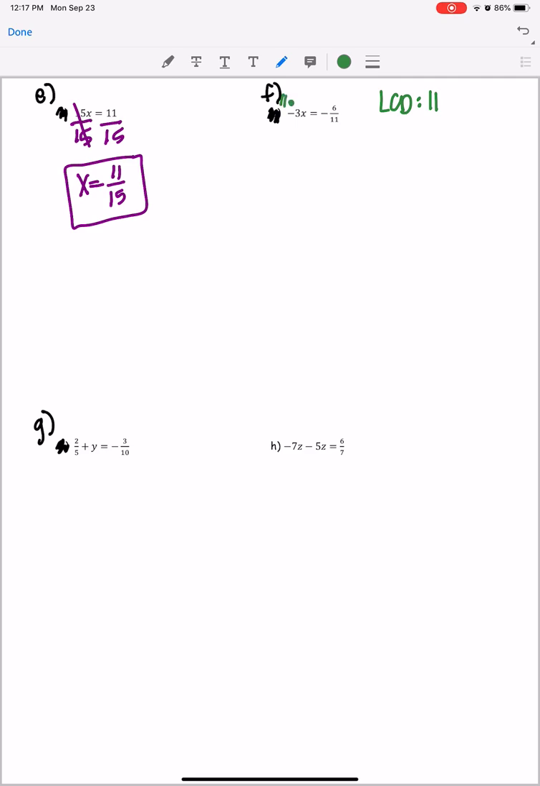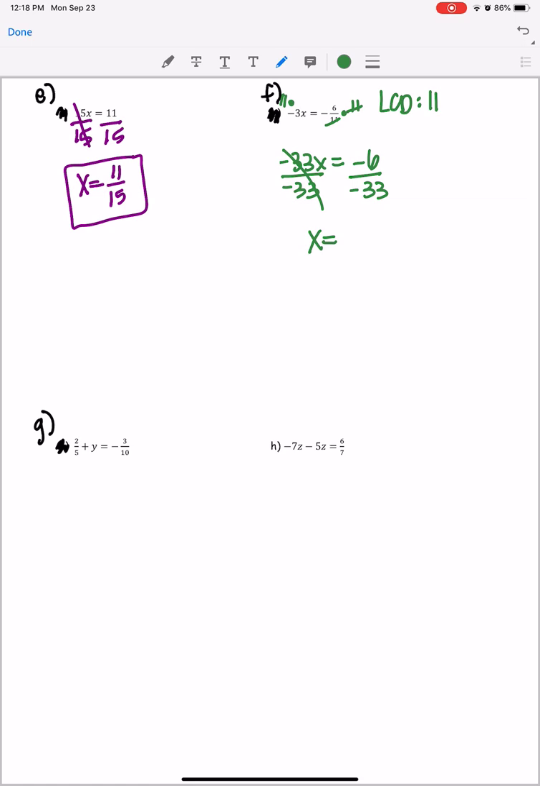So when I multiply my negative 3x times 11, we get negative 33x. Then multiply this one by 11. Your 11s cancel, and it equals a -6. So then, to get x by itself, now it looks exactly like what this one was. Divide everything by -33. So I get x equals.